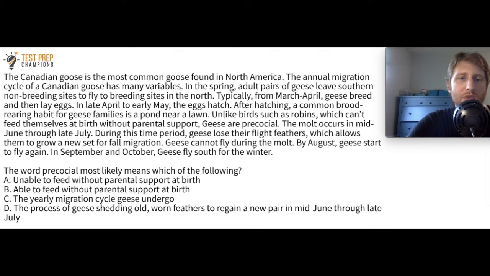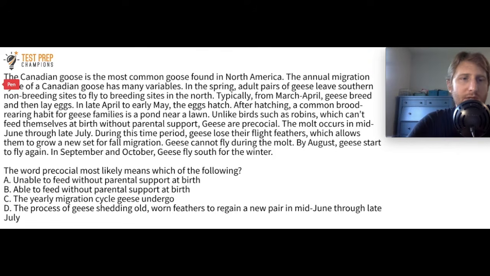The word precocial most likely means which of the following? A, unable to feed without parental support at birth. B, able to feed without parental support at birth. C, the yearly migration cycle geese undergo. Or D, the process of geese shedding old, worn feathers to regain a new pair in mid-June through late July. So now's your chance to pause the video, try to figure this out, take all the time you need, reread if you need to, and whenever you're ready, we'll go over the answer.